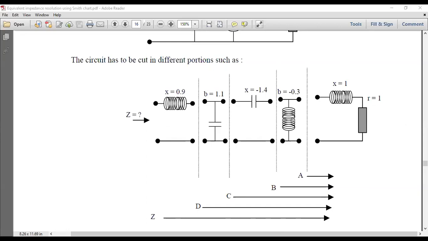So how to do this on the Smith chart? Okay, now we'll go to this. All of you, can you just draw this circuit diagram on a single paper, so that when we go ahead, you can understand where is section A, where is section B, where is section C, where is D, and where is Z. Okay, I'll give a minute, quickly do it.